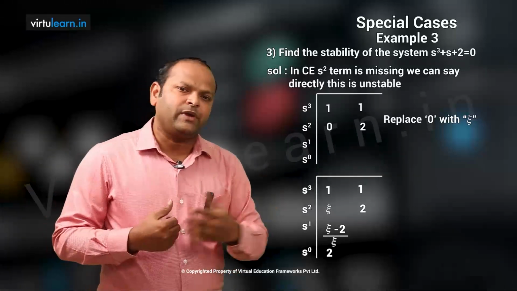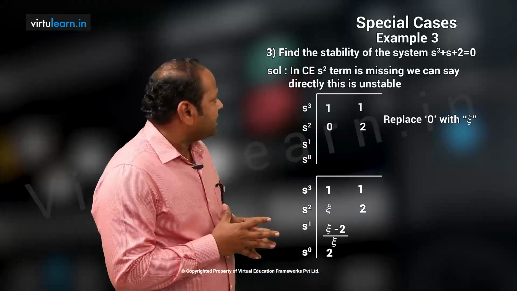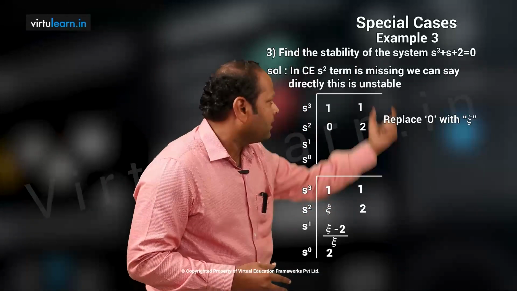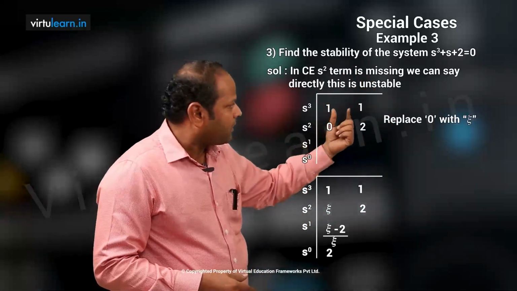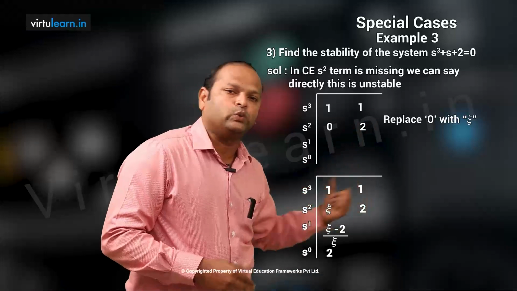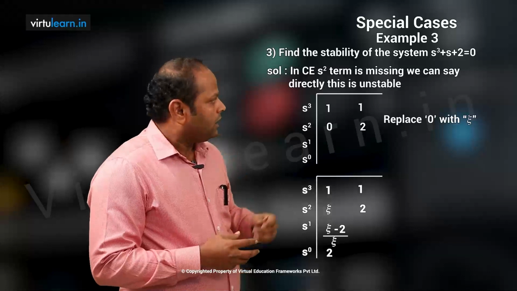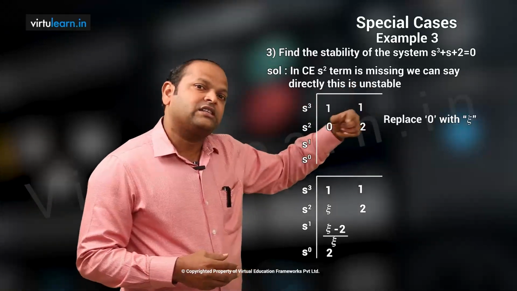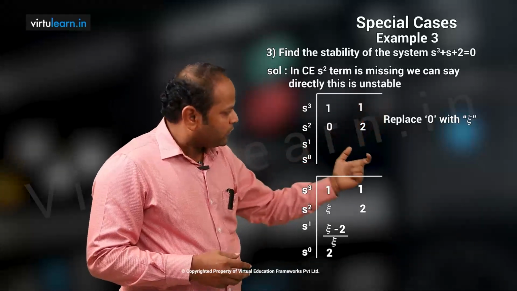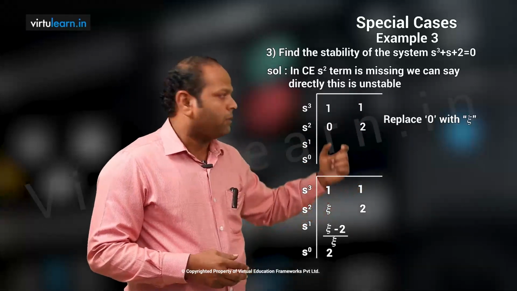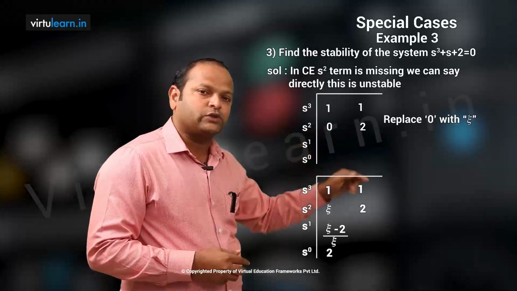Now to find the stability, we need to look at the first column elements. If you write the first column here, that is 1, epsilon, then epsilon minus 2 by epsilon, and 2. So 1 and 2 are okay, they are both positive, and epsilon, I said, is a small positive number, therefore that is going to be plus 0. So we should look at epsilon minus 2 by epsilon. We need to apply the limit epsilon tends to 0.